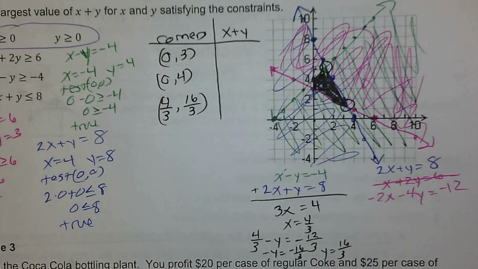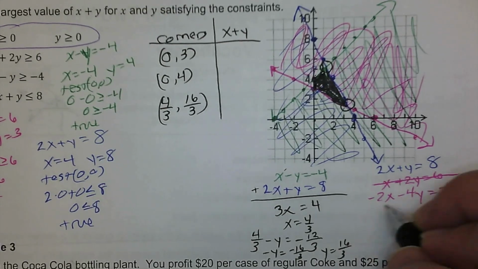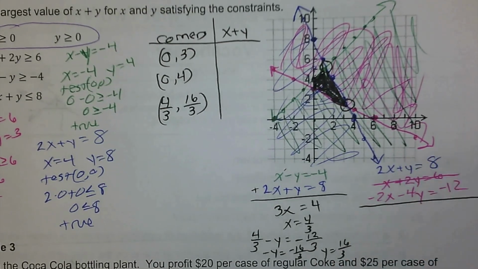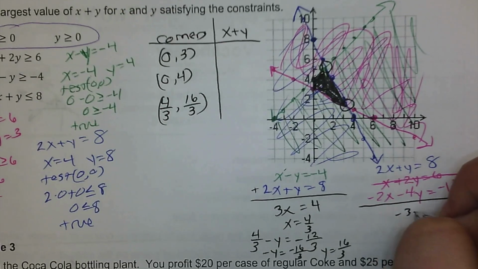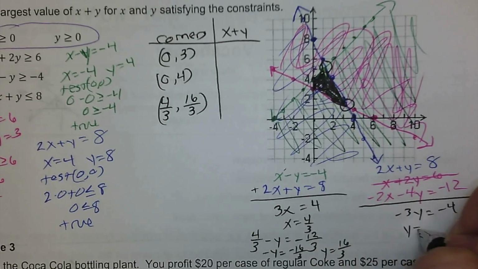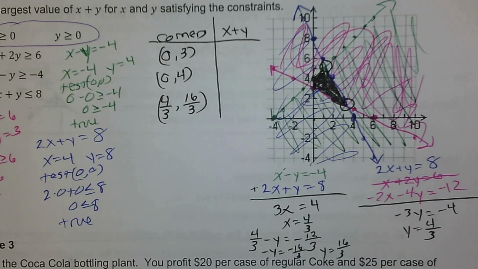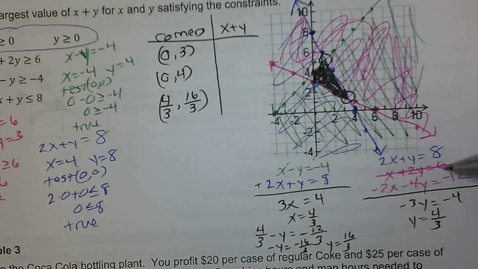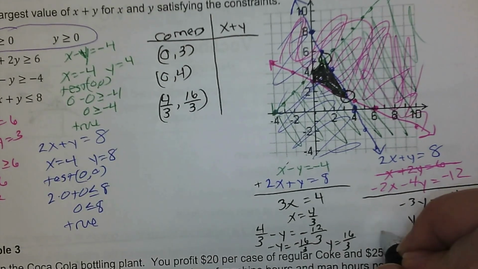-2, -4, -12. And then I can add down. The x's cancel. We get -3y equals -4. Y equals 4/3. All right, when I go to plug it back in, I'm going to plug it into the original pink one. I think that sounds good to me.